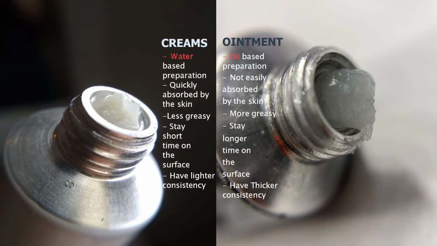Comparison between creams and ointment. Creams are a water-based preparation, ointments are an oil-based preparation. Creams are quickly absorbed by the skin, ointments are not easily absorbed by the skin. Creams are less greasy, ointments are more greasy. Creams stay a short time on the surface, ointments stay a longer time on the surface. Creams have a lighter consistency, ointments have a thicker consistency.